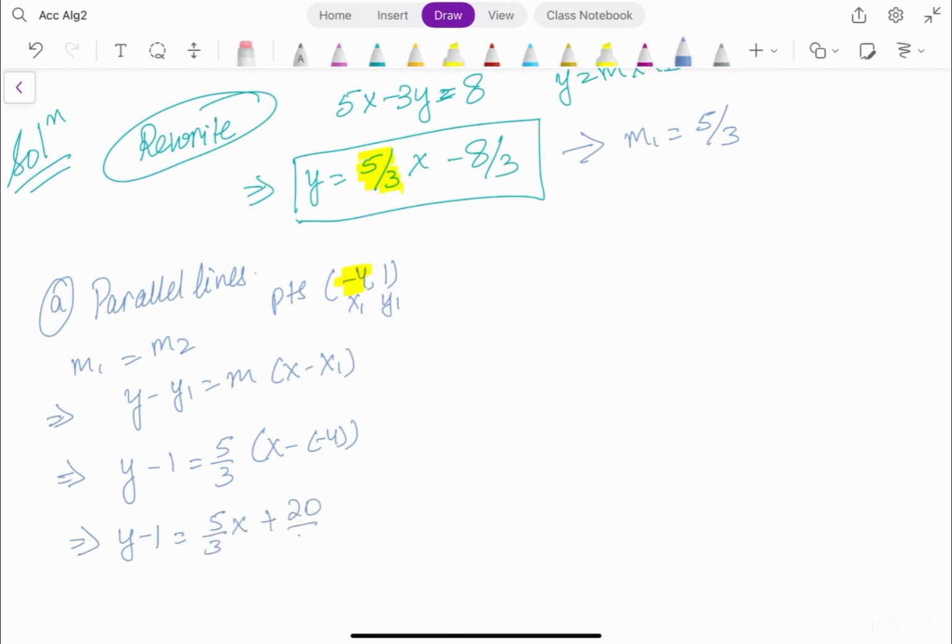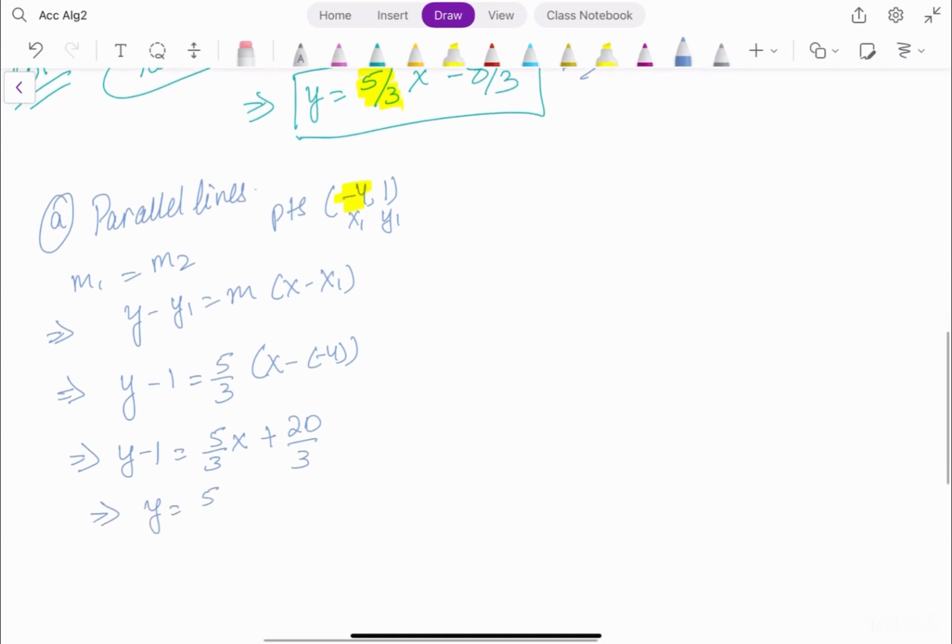That will be 20/3, and then plus 1 on both sides. So your final equation will be y is equal to 5/3 x plus 23/3. This is how you will write the equation of a parallel line.